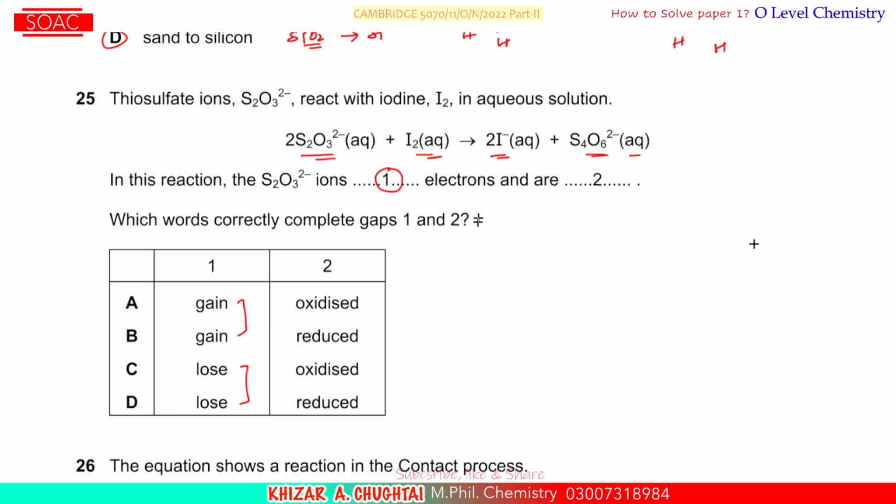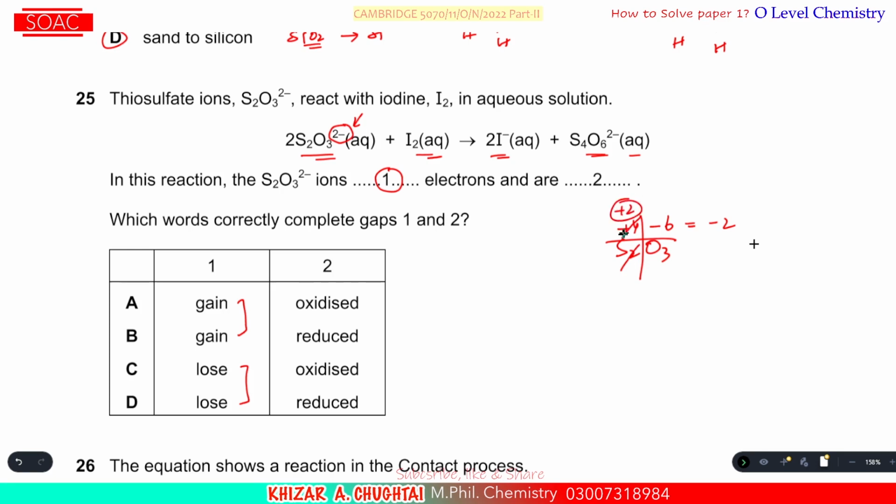So first of all, I'm going to write its formula, S2O3 2-. Minus 6 for oxygen, and the sum should be equal to minus 2 as per the charge given here. So I'm going to write plus 4 over here. For 1 sulfur, it must be equal to plus 2.